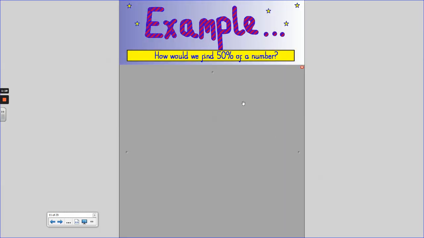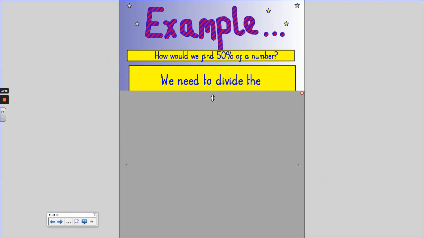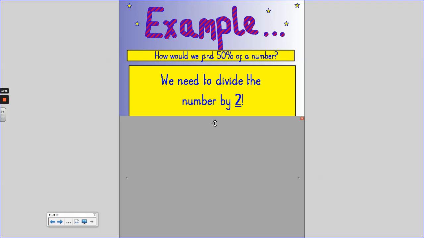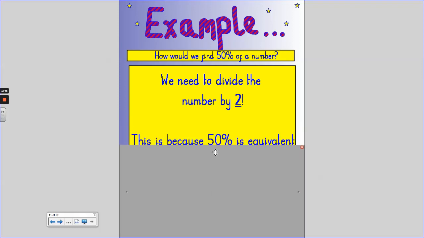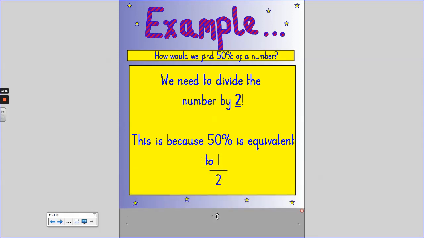Right then, today we're going to start the lesson off by looking at 50% of a number. So how would we find 50% of a number? We need to use division to help us do this, and we are going to be dividing by 2 because 50% of a number is equivalent to finding half of a number. So the fraction half is equivalent to 50%.